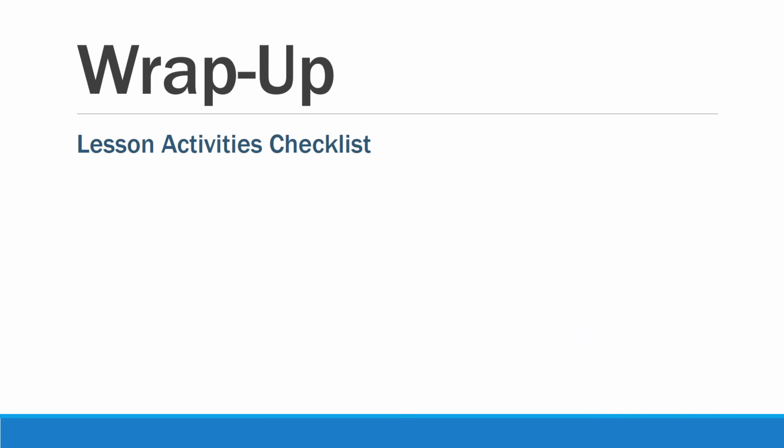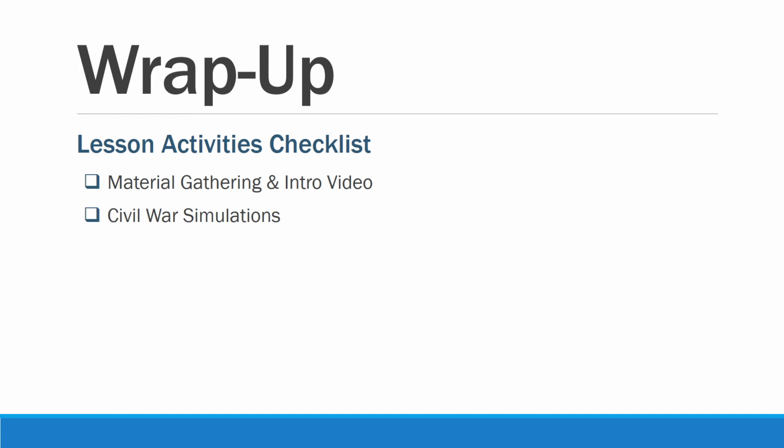So, for your activity checklist, gather your materials and watch the intro video. The Civil War Simulations episode 1 through 5 is what you're doing throughout the week, and you'll be turning in your war journal for episode 1 through 5 on Friday.